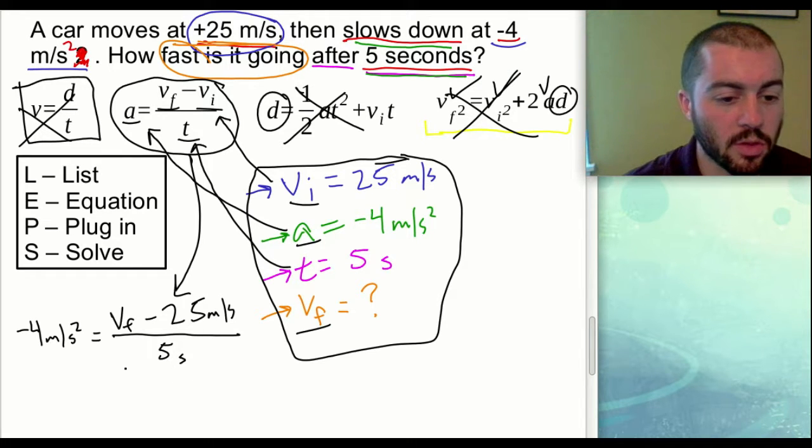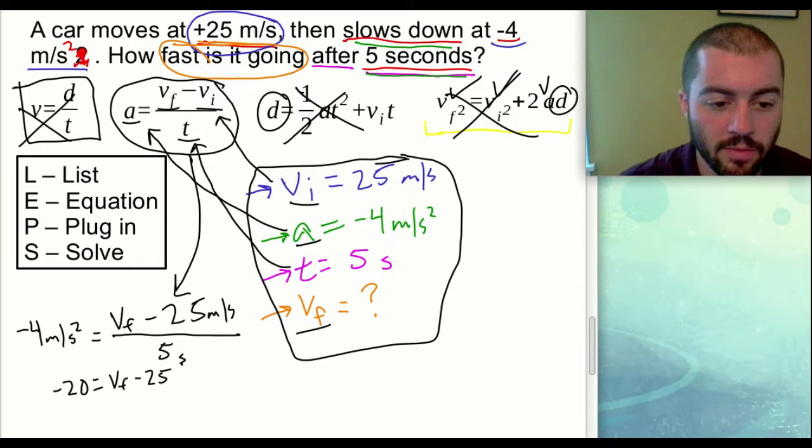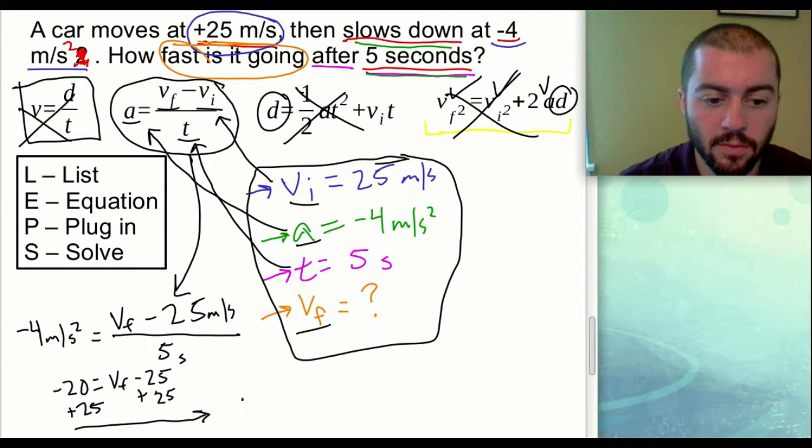To solve this, we would multiply both sides by 5, right? That would give us negative 20 equals VF minus 25, and we could then add 25 to both sides, and that would give us a final answer of 5 for our final velocity, and that would be in meters per second.